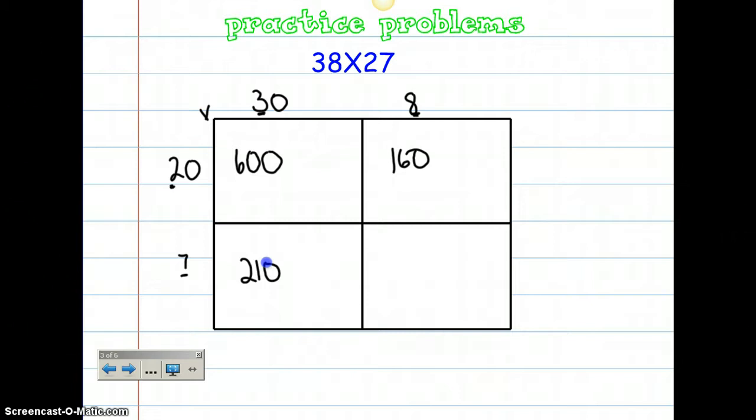And then I'm almost done. I'm going to take 8 times 7. And what is 8 times 7? Well, 8 times 7 is 56. Now, I've got all these numbers right here. What do you think I'm going to do with them? If you said add it, you're right. So I'm going to take 600 plus 160. I know it's very tempting to just add it all up together, but I like to break it apart because it helps me keep track of my place value.